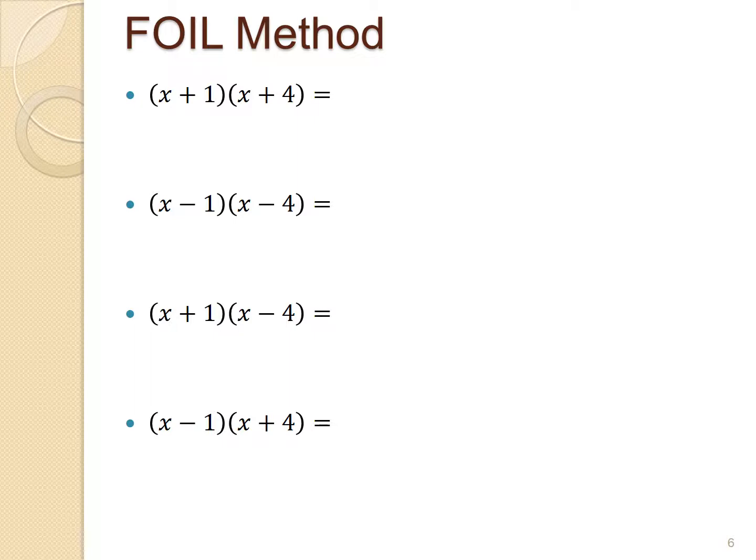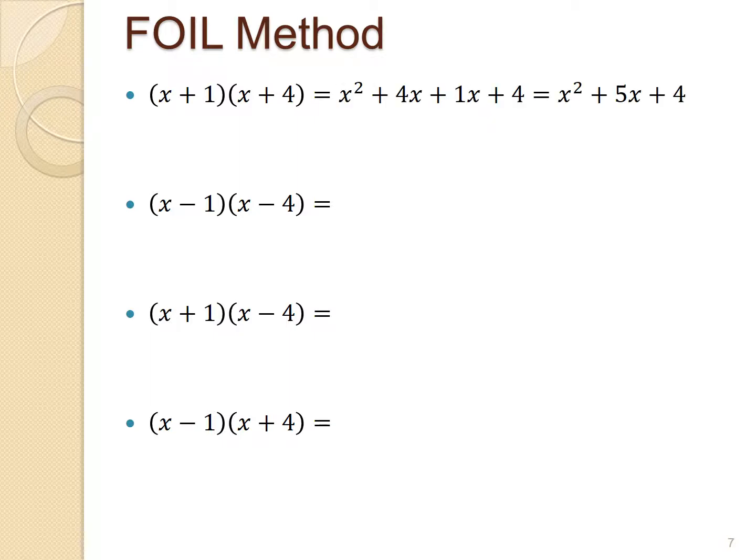Here are 4 problems that you can work through. We can work through the first one together to become more comfortable with the FOIL method. When we do this, we're going to multiply the first ones together. So that's going to be the x multiplied by the x. So of course that's going to be x squared.